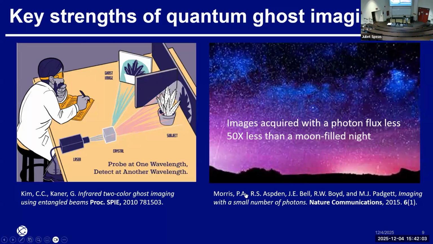So this is one key strength, this sort of wavelength shifting. The other key strength, as I see it, especially for ghost imaging, is that when you generate an entangled photon pair through spontaneous parametric down conversion, those two photons are generated simultaneously. I mean within hundreds of femtoseconds of each other.